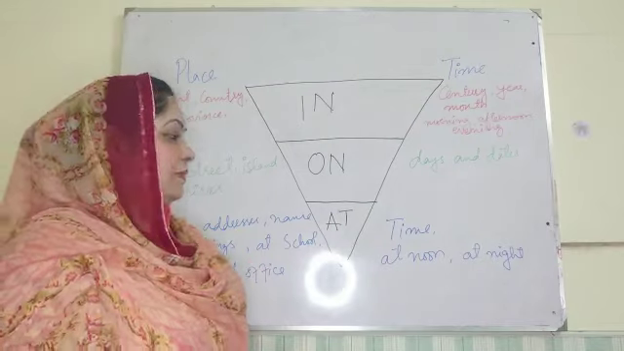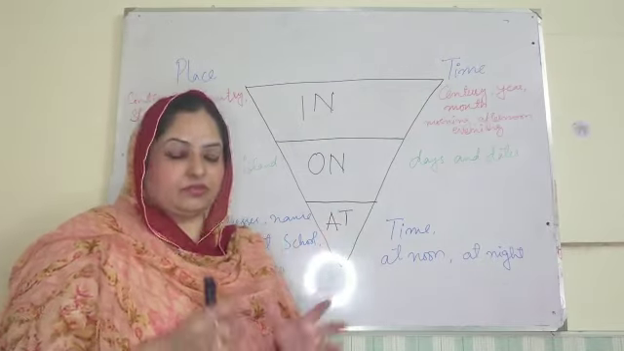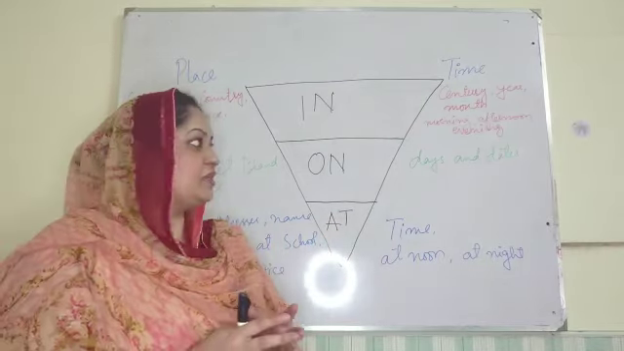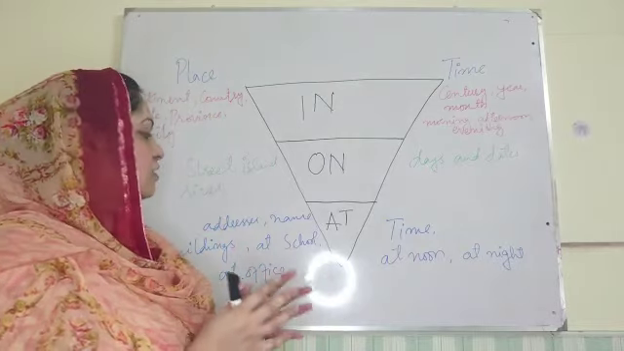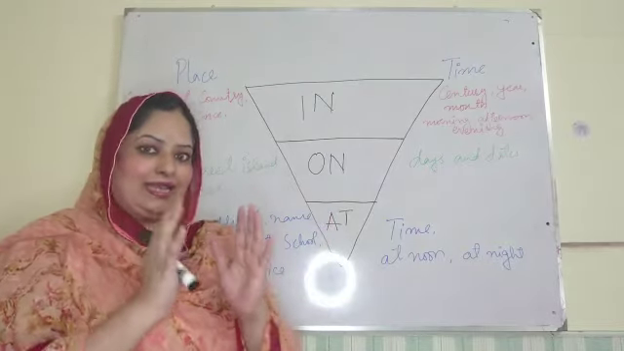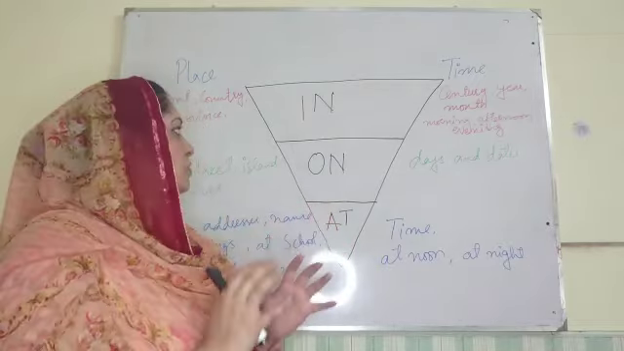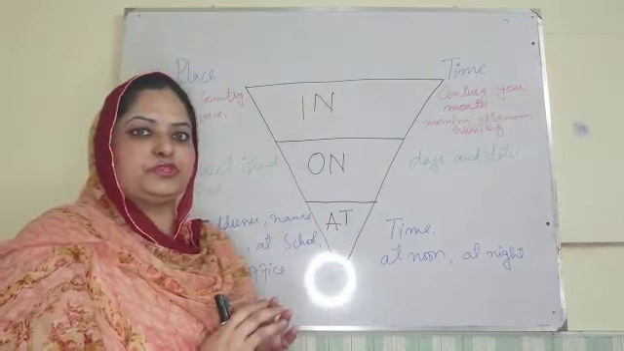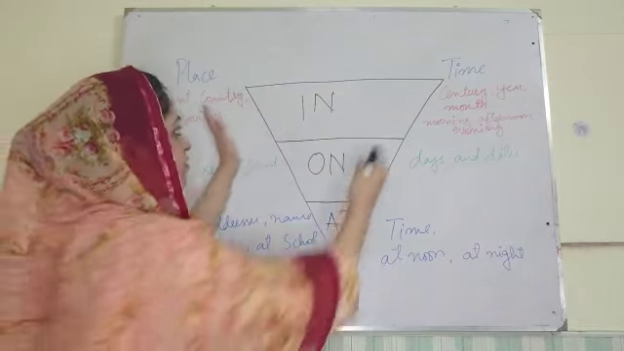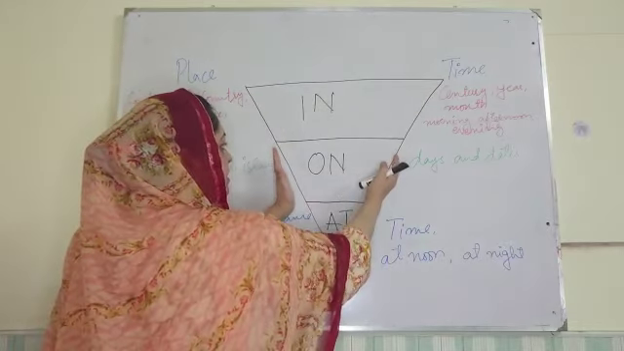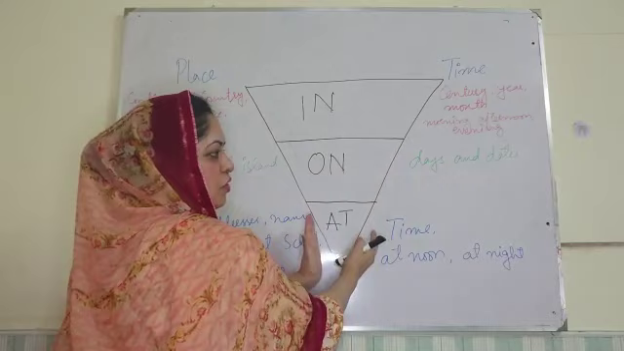We are going to talk about the biggest problem for people, and that is the difference between in, on and at. The very clear difference among all these prepositions is: in for the biggest thing, on for the second, and at for the smallest thing.